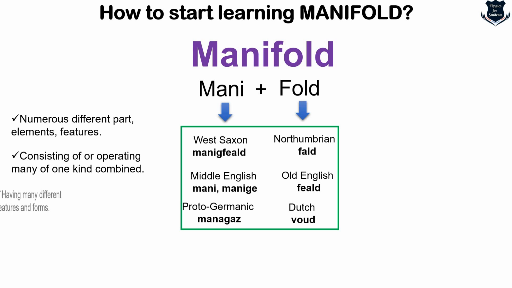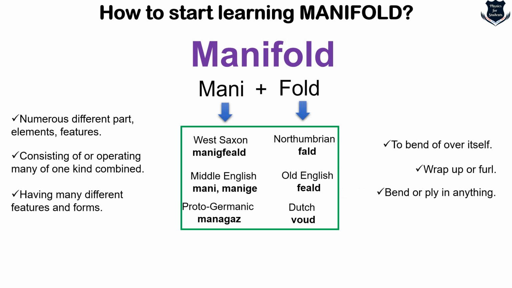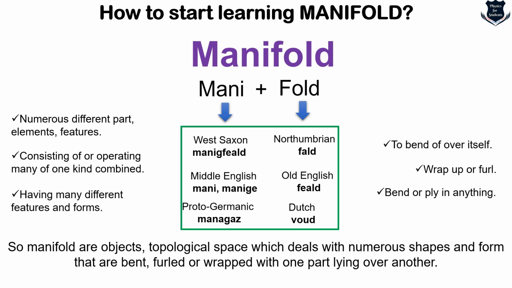So it actually tells that there are numerous different elements having many features and forms, and fold actually means to wrap up or furl or bend or ply into anything. So we can say that manifolds are topological spaces or objects which deal with numerous shapes and forms that are bent, sometimes furled or wrapped, with one part lying on another.